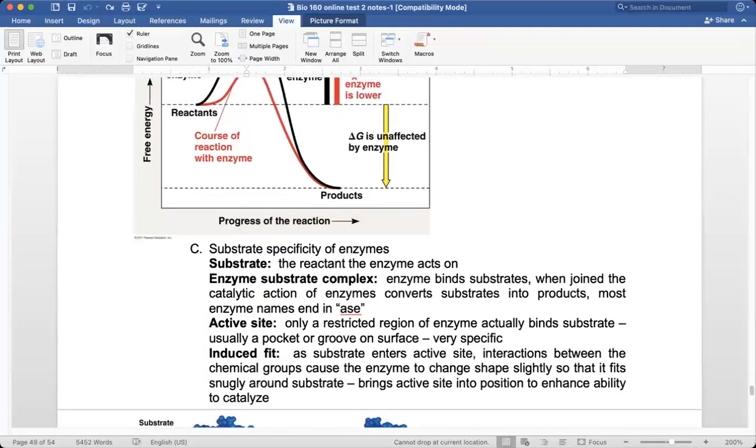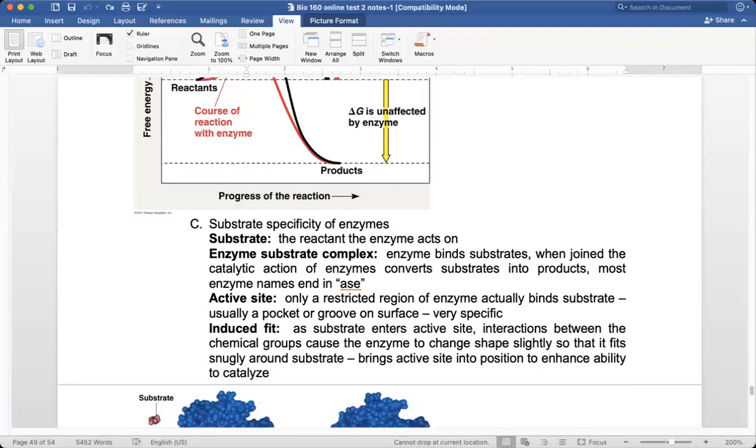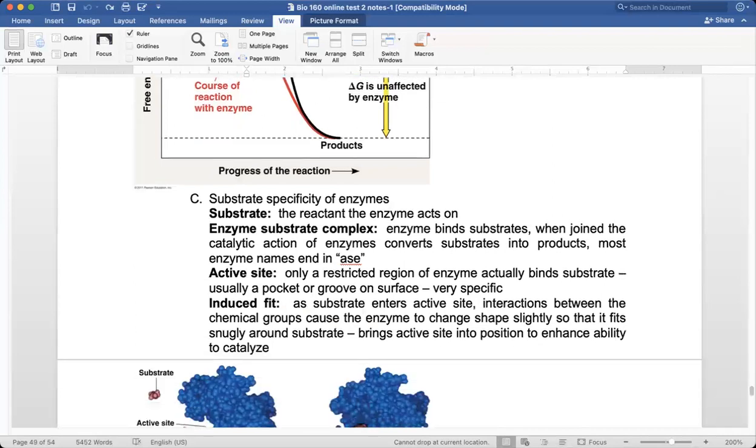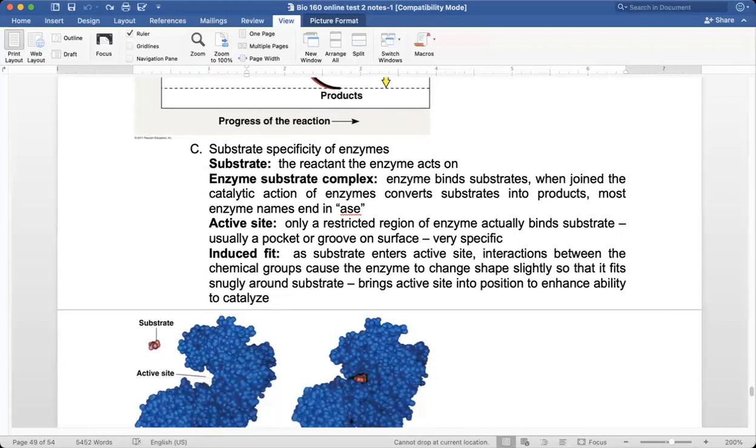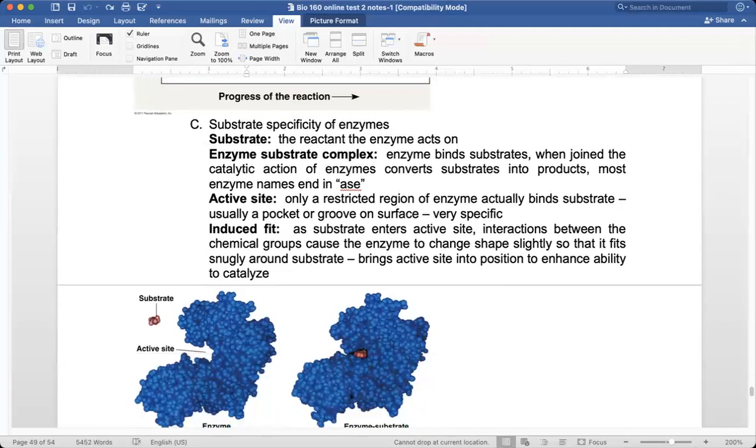So enzyme naming is actually really logical. It ends in an ASE ending. So if you've got sucrose and you want to break it down, the enzyme's going to be sucrase. If you've got a peptide that you're going to break down, it's going to be called a peptidase. So with enzymes, the substrate is going to be the reactant that the enzyme is going to act on.